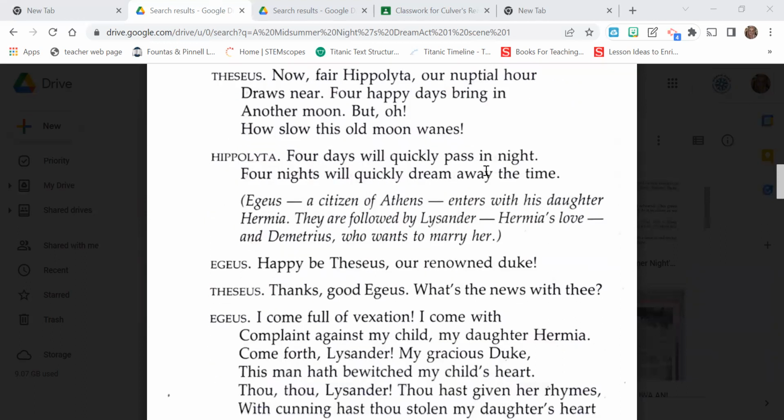And Hippolyta, sometimes I say it's Hippolyta, but it's been said both ways.